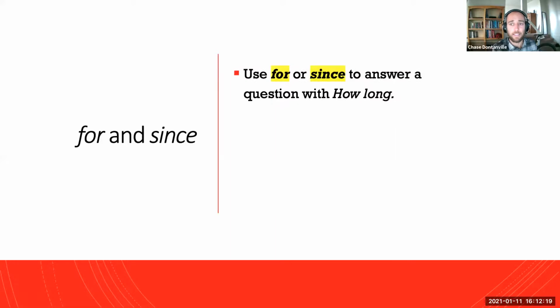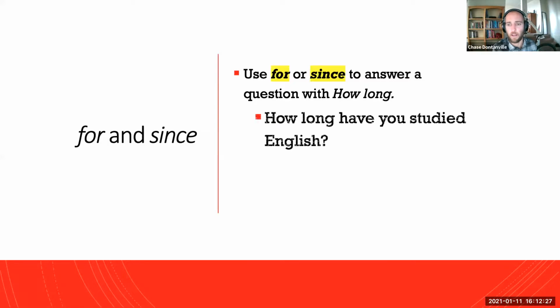Both for and since tell us the answer, how long. Okay, they both tell us how long something has happened. So, how long have you studied English? I can say, for a long time, or since 2004.